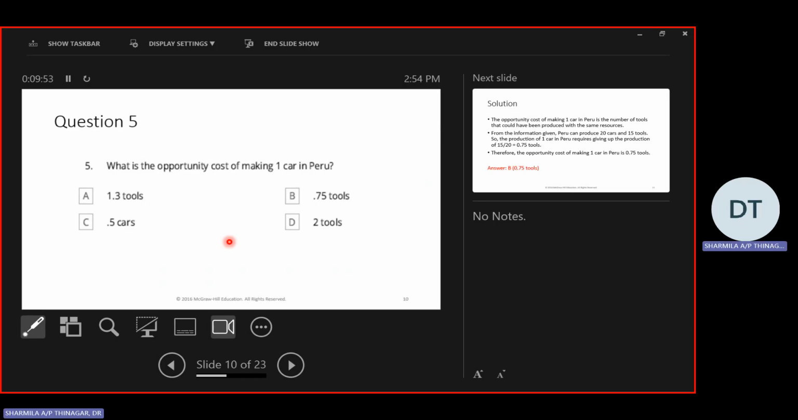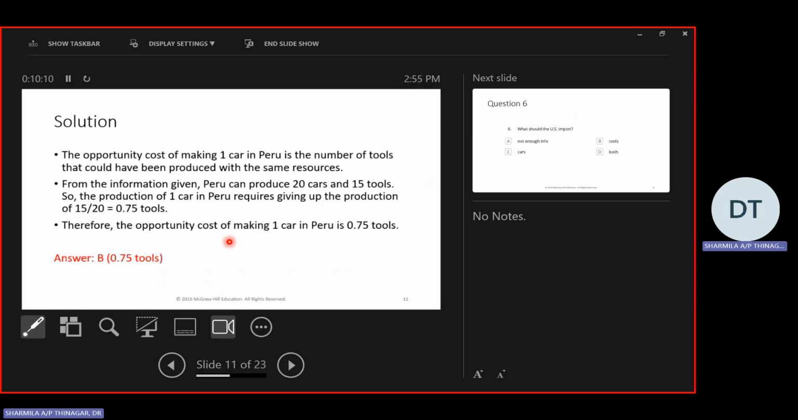Okay, is it A? How many of you got it A? B? C? D? No answer. Okay, so the answer will be B, 0.75. Okay, so one car in Peru, that means you are required to give up the production, which is 15/20. You know, if you are focusing on car, you are leaving behind your tools, right? So that will be your answer, right? So it's 0.75 tools. Okay.